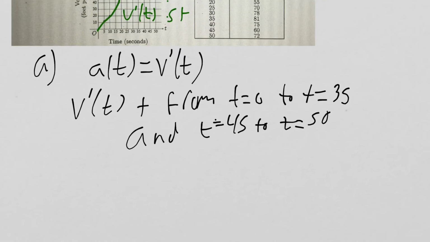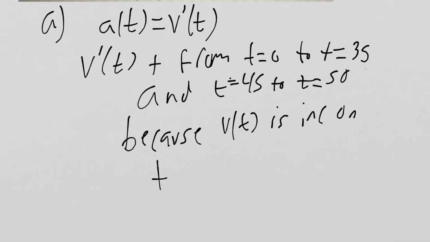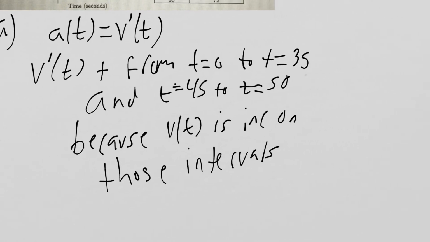And then we can say, because v of t is increasing on those intervals, and we have to provide that justification to be safe, because it says give a reason for your answer. So it's not enough just to have the intervals. I'm guessing that the intervals themselves are 1 point and the justification is another point. Okay, find the average acceleration over the interval 0 to 50.